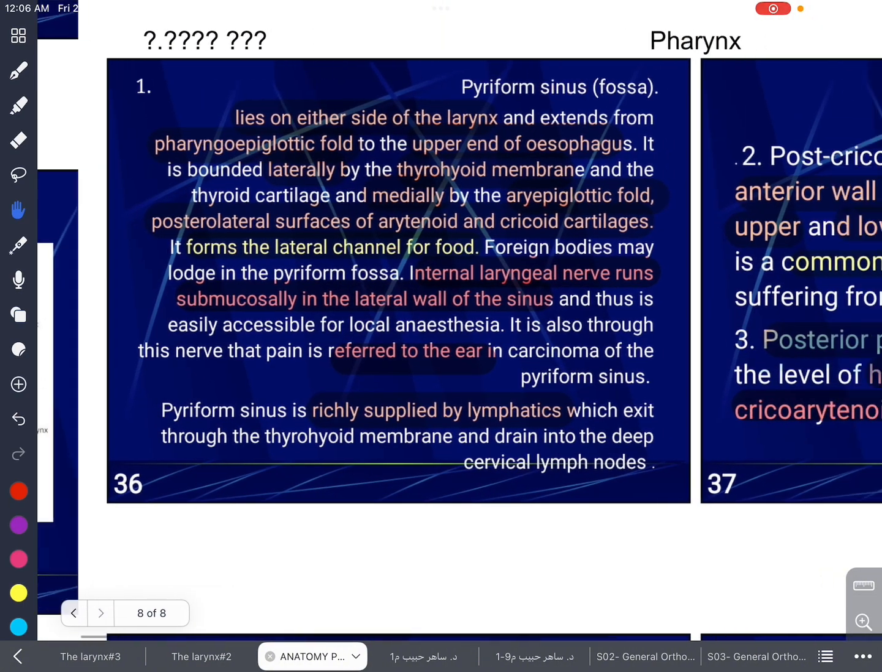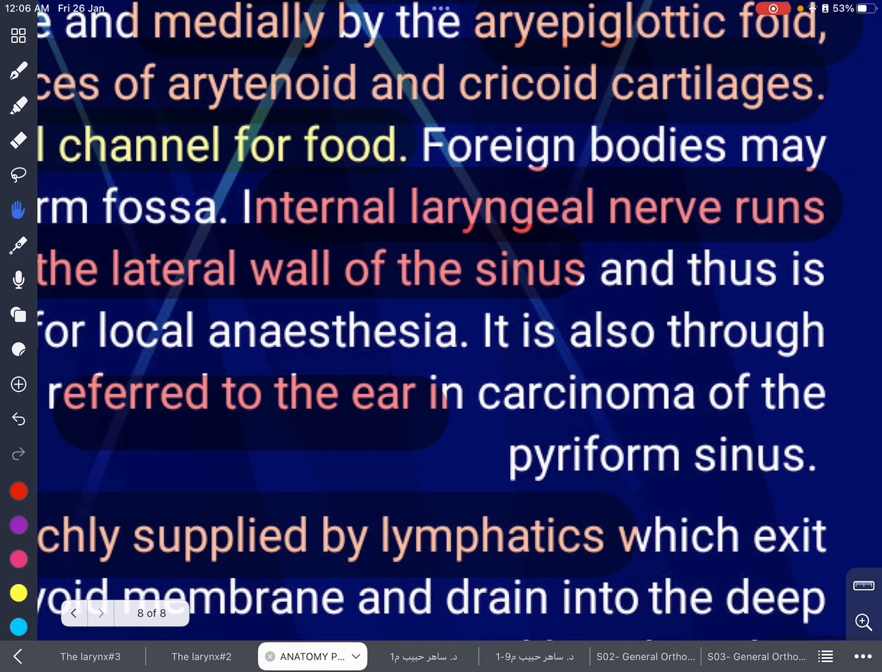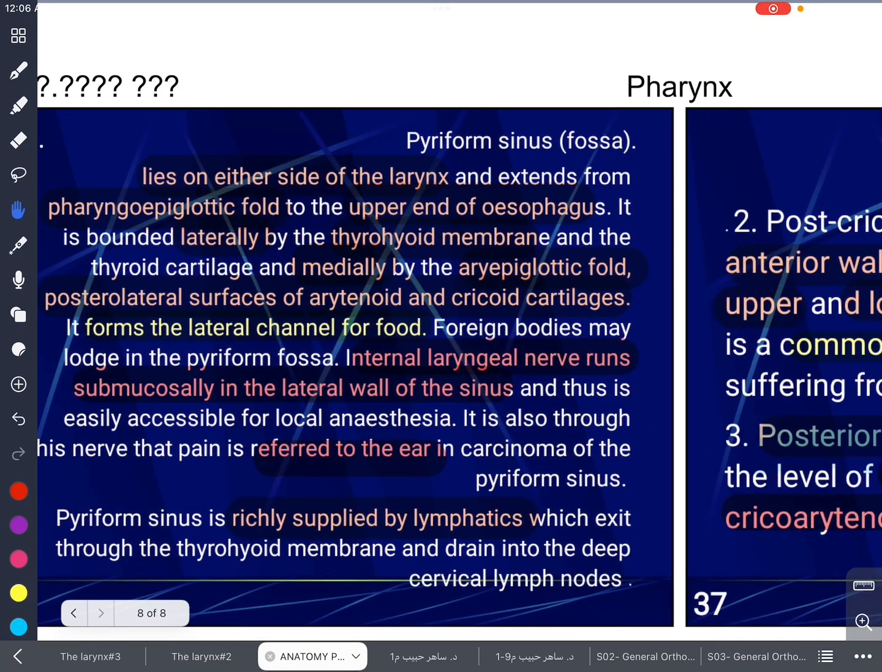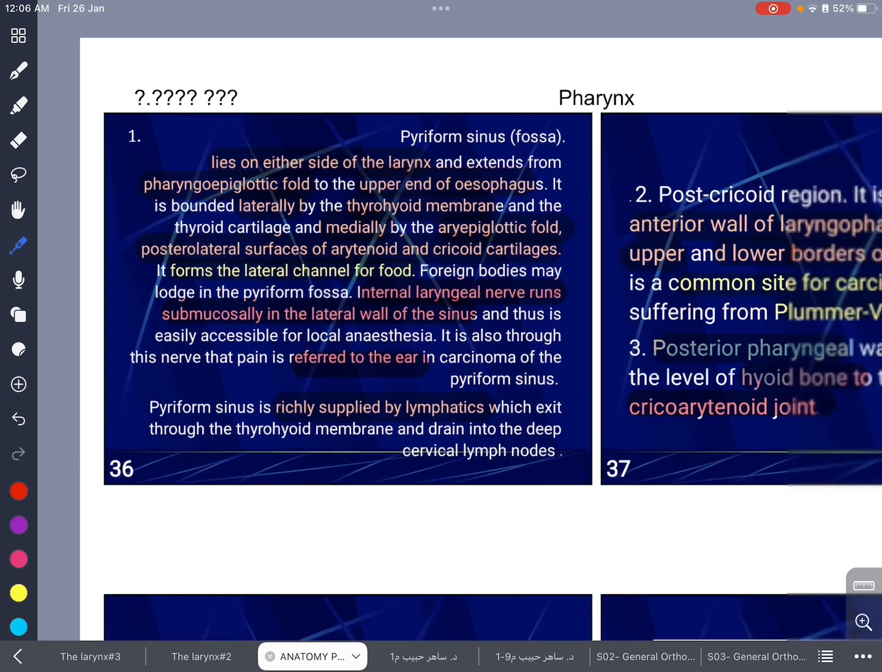Regarding the piriform fossa, which is this one here, it lies on either side of the larynx, and it extends from the pharyngoepiglottic fold. This fold separates the oropharynx from the hypopharynx, down to the level of the esophagus.